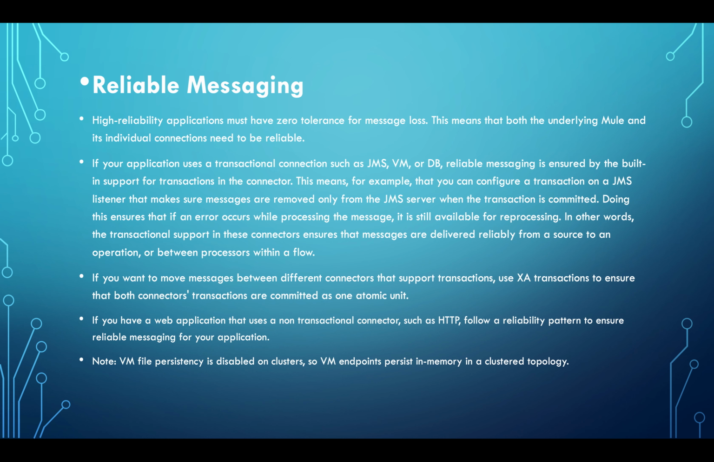For that, transactional connections such as JMS, VM, DB make sure that messaging is reliable using inbuilt support for transactions. It means you can configure a transaction on a JMS listener that makes sure messages are removed from the JMS server only when the transaction is committed. Doing this, it will ensure that if an error occurs during the processing of a message, the message will not be deleted and will still be available for reprocessing. In other words, it will ensure messages are delivered reliably from a source to an operation or between the processors within a flow.